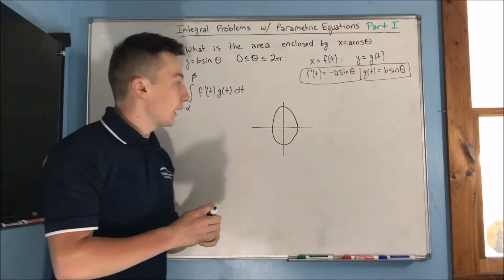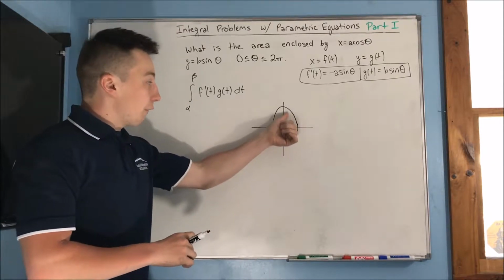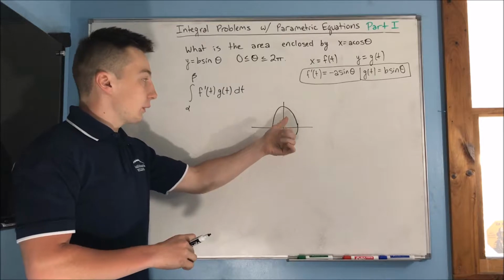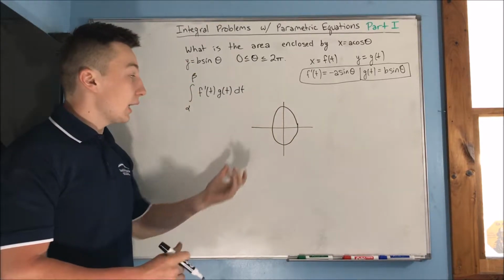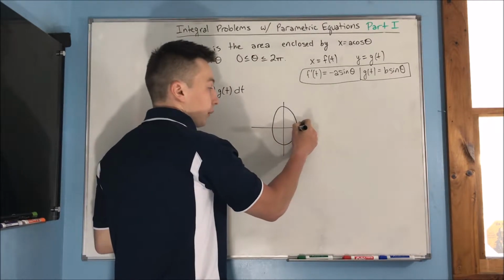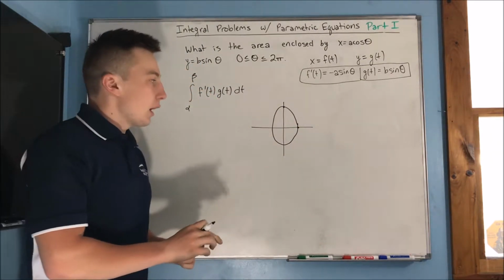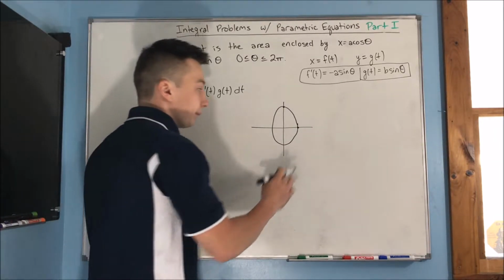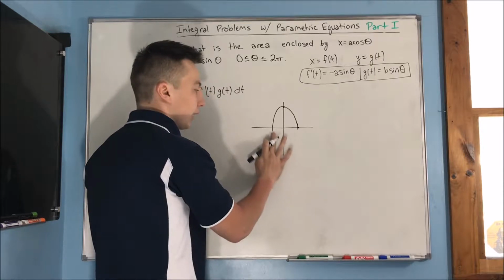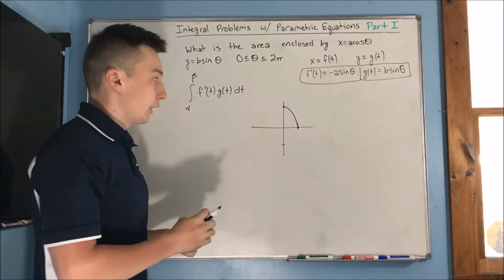Somewhat decent drawing, I guess. Alright, and the area in the first quadrant of an ellipse is just the total area divided by 4. So we could honestly just integrate from 0 to pi over 2 and then multiply by 4. But there's a problem with that. Just focus on the first quadrant here.